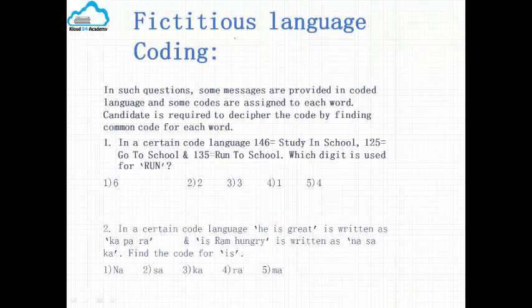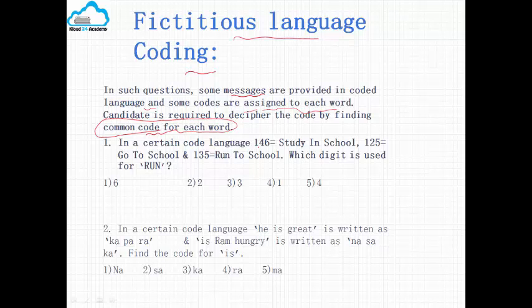Now we have a different kind of coding, which is fictitious language coding. In such questions, some messages are provided in coded language and some codes are assigned to each word. We have to decipher the code and find the common code for each word. Let's look at the question. We'll solve this and it will be clear to you.